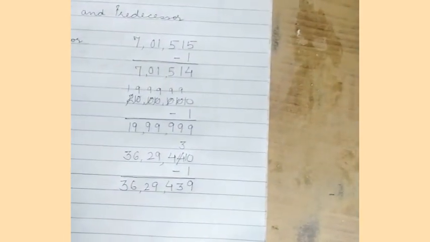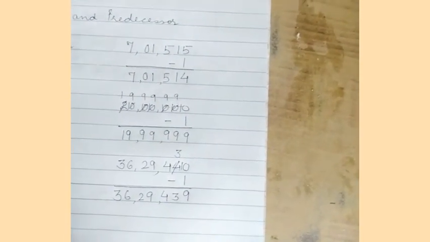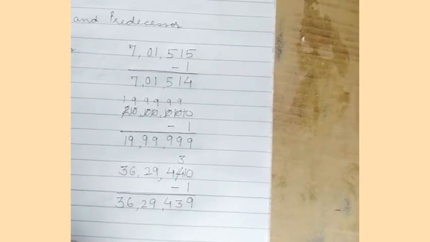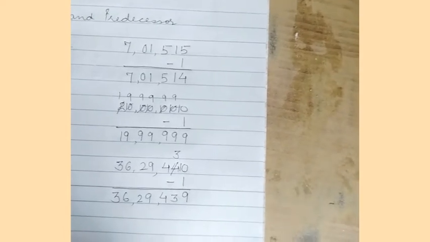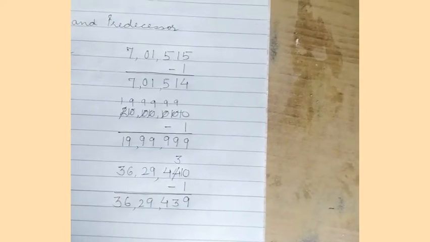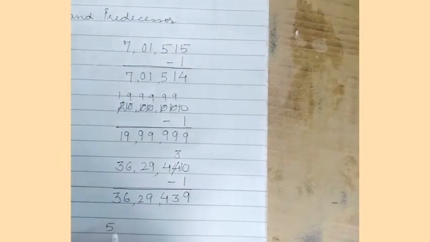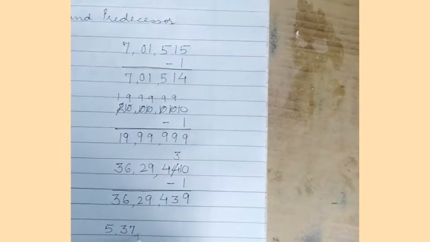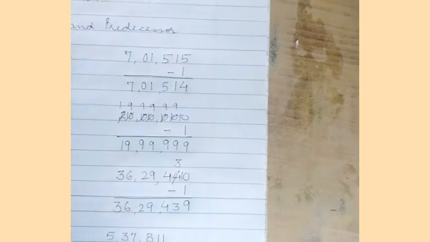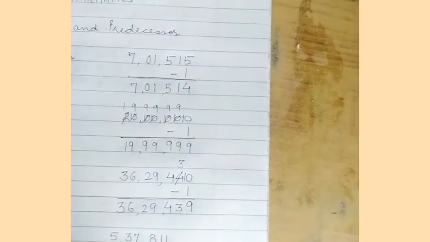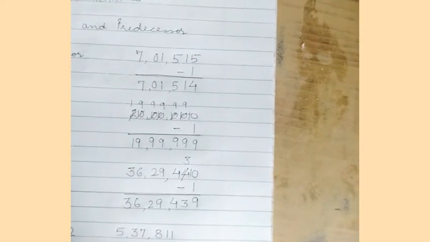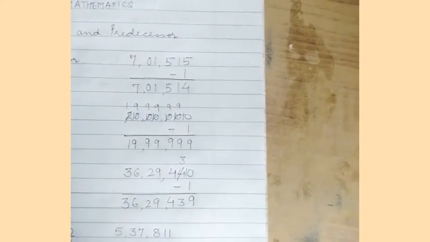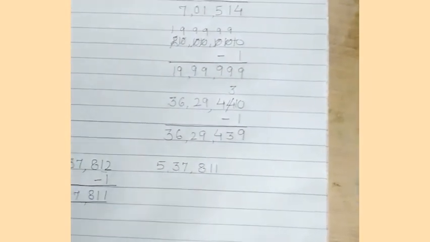The way we have subtracted, similarly you can do it orally also. Suppose I have to write down the predecessor of 5,37,812. We know that before 12 comes 11. So the rest of the number will remain the same and we will simply write down 5,37,811. Or you can subtract 1 and you will again get the same answer. If you think that you cannot do it orally, you can subtract 1 and then find out the answer.